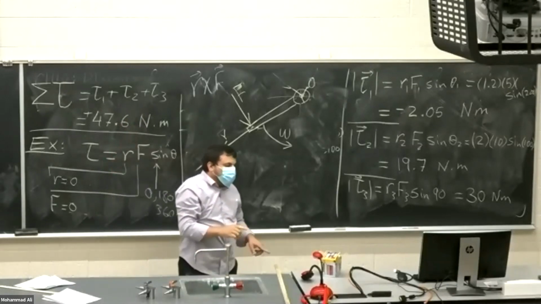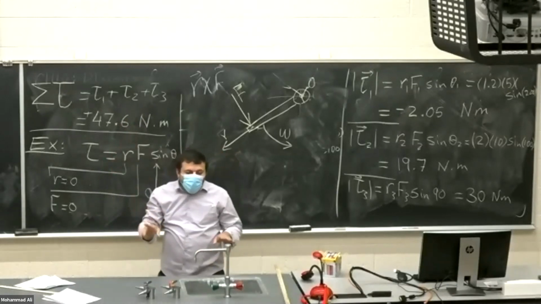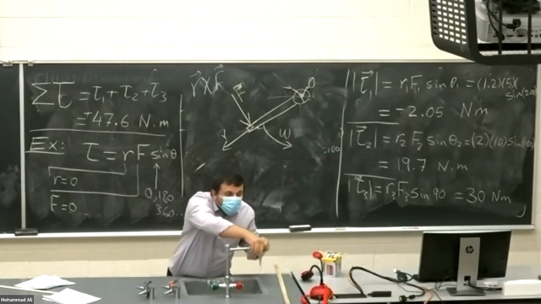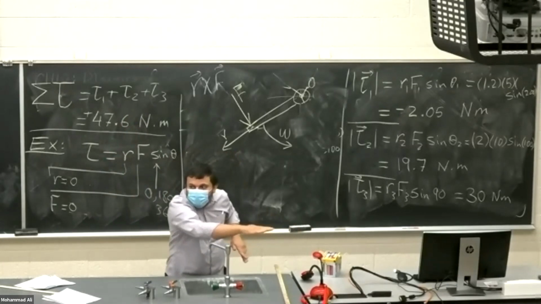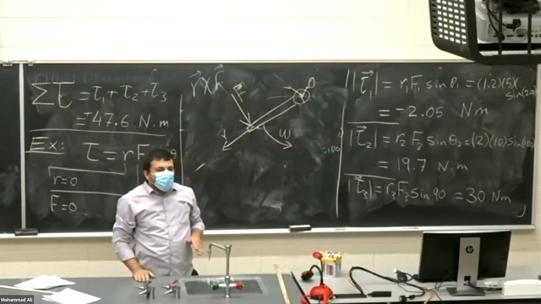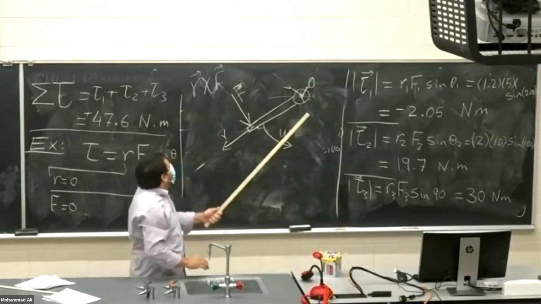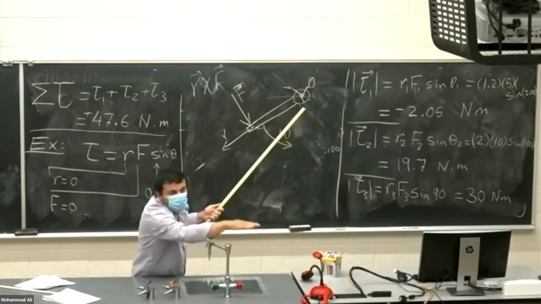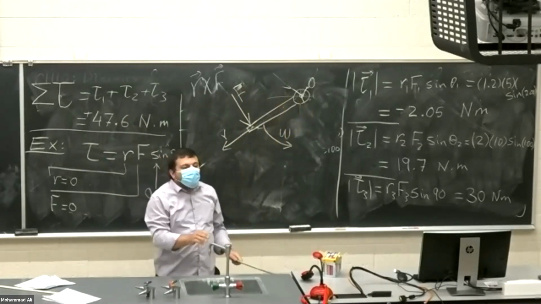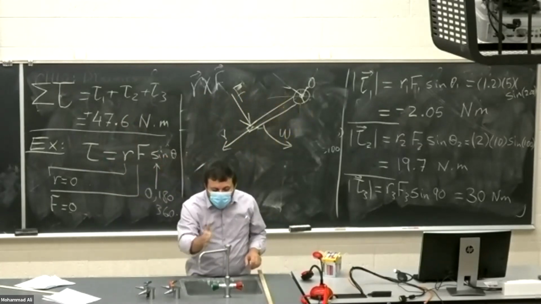Any question about this point? Now we have the force and the radius. Both of them are in this surface, in this plane. From the properties of the cross product, the resultant vector is perpendicular to this surface. So, perpendicular to this surface, it is upward.